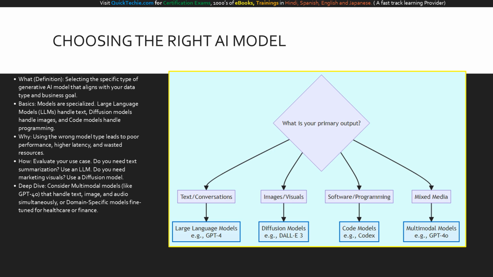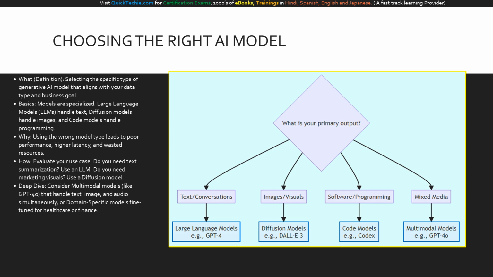Start at the top. What is your primary output? This is the most important question you must ask. Depending on your answer, you follow the respective path. If your goal is generating text or handling conversations, you move left to large language models like GPT-4. If you need images for a marketing campaign, you follow the path to diffusion models like DALL-E 3. If your engineering team needs help, you route to code models. And if you are building a complex assistant that needs to see images and output text, you route to multimodal models.